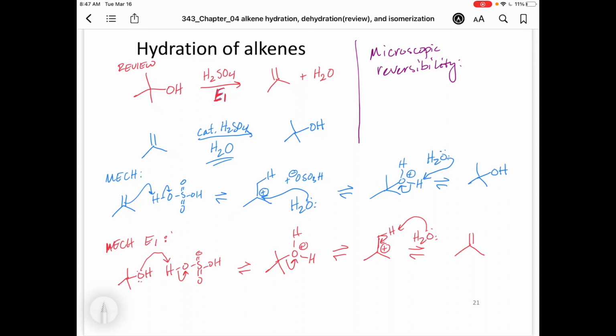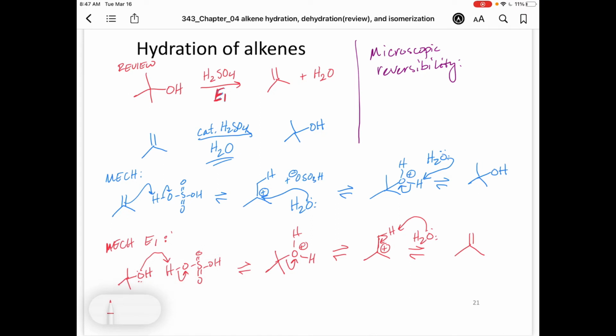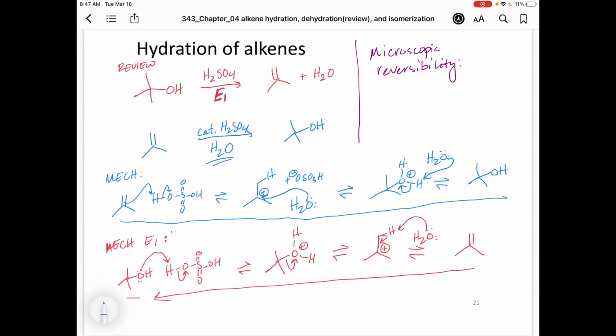This is a topic that will come up later on in your organic chemistry career, and I want to bring it up now, in that many times we draw these mechanisms and they look very different, right? Because we're starting with an alkene or we're starting with an alcohol. But actually, it just depends on where you go. So the E1 reaction, if we were starting from the alkene going back, it would look the same as this hydration of an alkene as we're going forward.